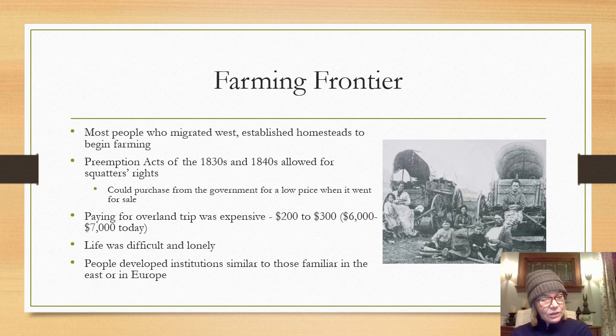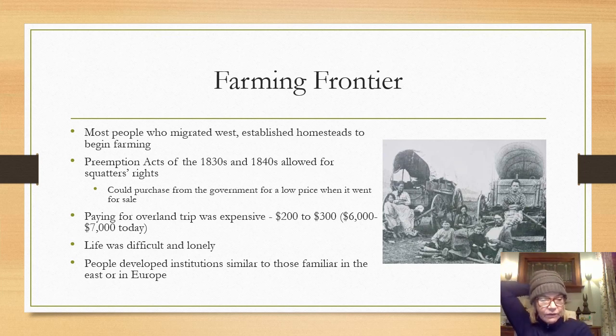But it was expensive to go. If you were going to go, you had to have $200 to $300 for your wagon, all your supplies, everything that you're going to need to get there, and that would have been about $6,000 to $7,000. And then you have no source of income once you do get there, so you really needed money.